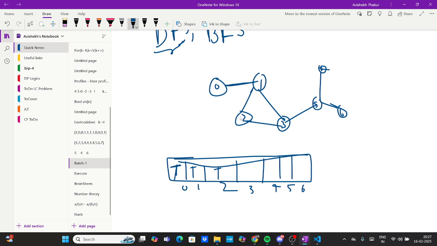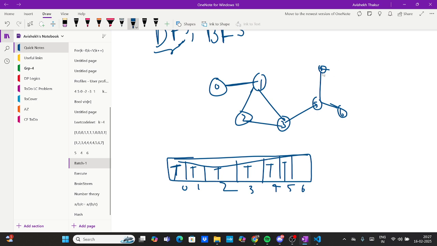Where are we? We are at 2. From 2, I can go to 1, but will I go to 1? No, because 1 has already been marked. So from 2, I can go to 3. From 3, I will go to 5. From 5, I will go to 4. Now from 4 we don't have any further nodes.